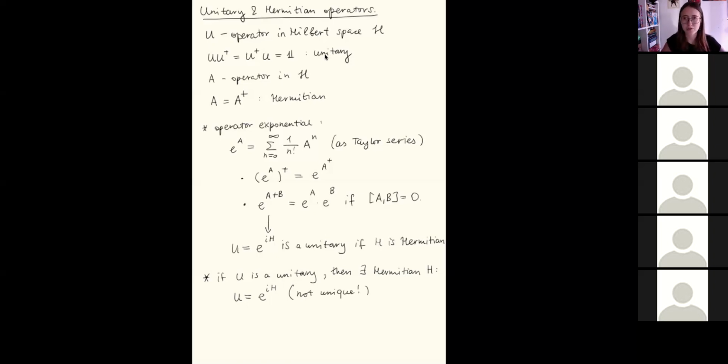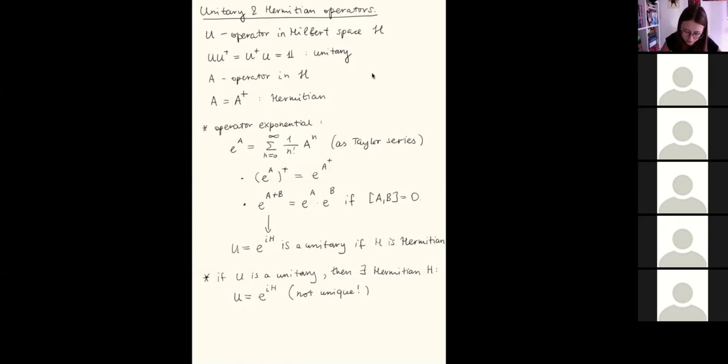One of the ways to see it is to just add a constant component with the identity matrix multiplied by 2 pi i, and then e to the power 2 pi i would give us 1, and essentially that will give us the same unitary U. So it's important to remember that this choice is not unique.